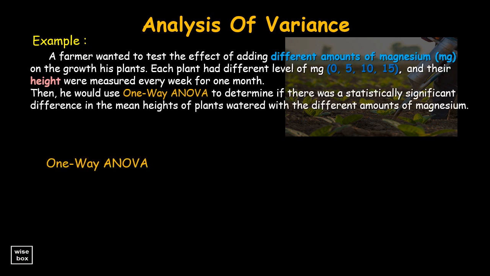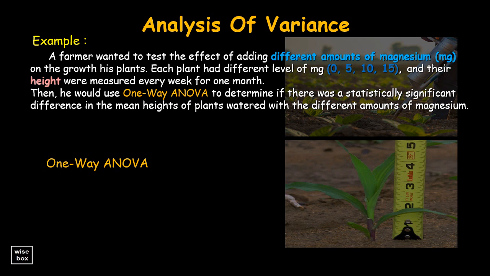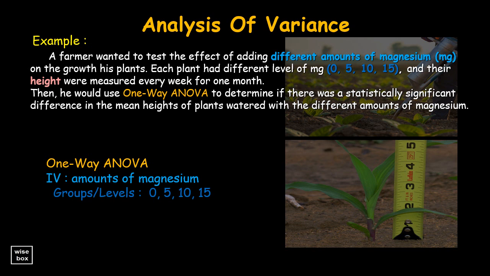Then, he would use One-Way Anova to determine if there was a statistically significant difference in the mean heights of plants watered with the different amounts of magnesium. The independent variable is amount of magnesium. The groups or levels are 0, 5, 10, 15, and the dependent variable is the plant height.